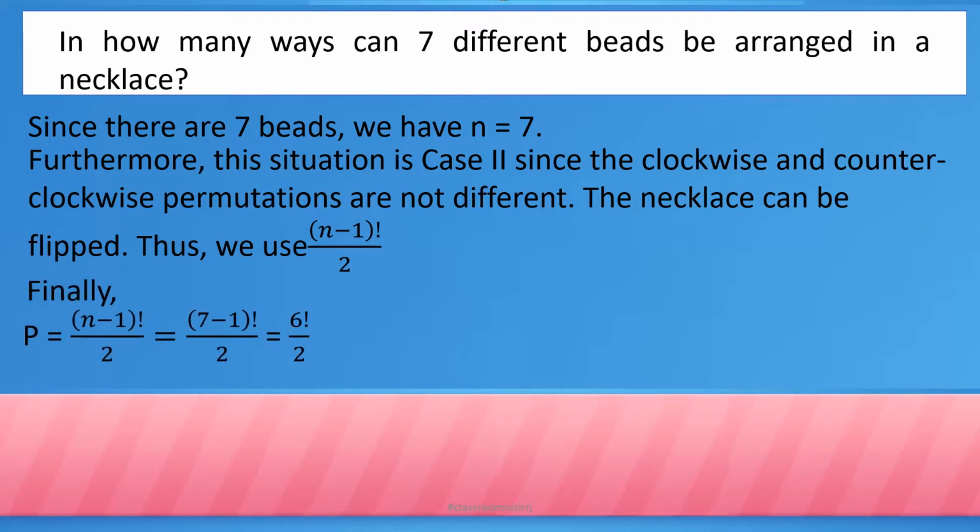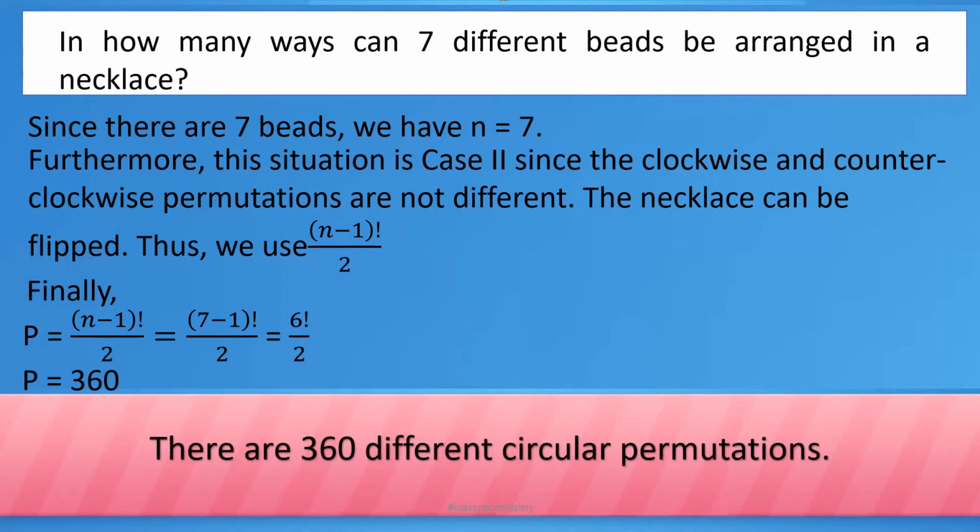Finally, the permutation of n minus 1 factorial over 2 is equal now to 7 minus 1 factorial over 2, or equal to 6 factorial over 2. When we expand 6 factorial, we will come up to 6 times 5 times 4 times 3 times 2 times 1. And the answer will be simplified to 360. Therefore, there are 360 different circular permutations in this problem.